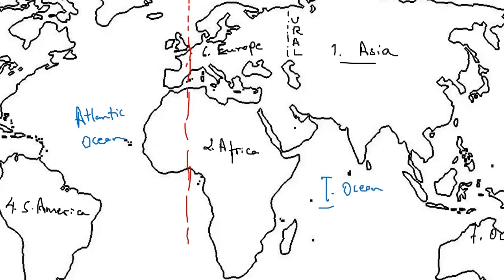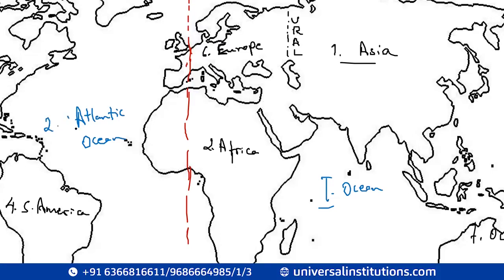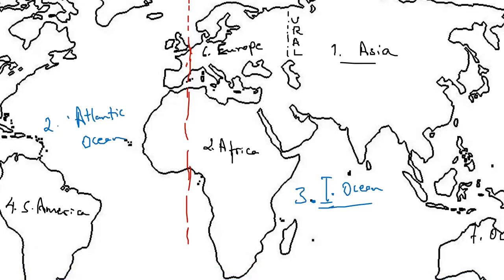Okay, first is Pacific. Second is Atlantic. Third is Indian Ocean. Fourth is Southern Ocean, Antarctic Ocean. Around Antarctica is Antarctic Ocean. Fifth one is Arctic Ocean. All of you write the ocean names. Once you complete, you raise your hand.